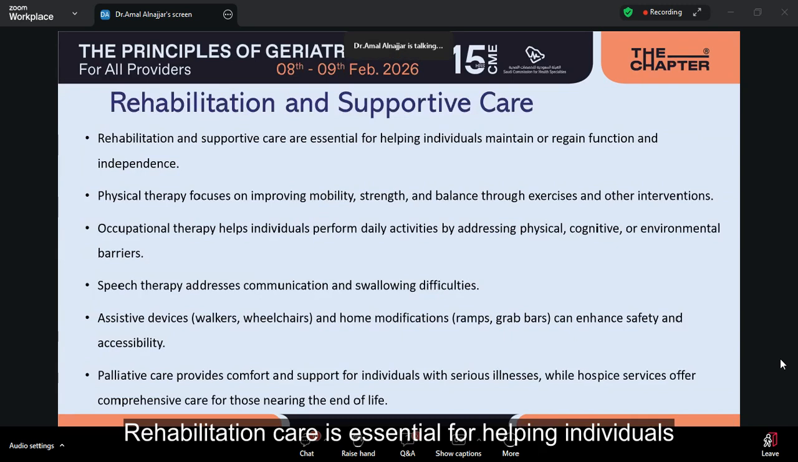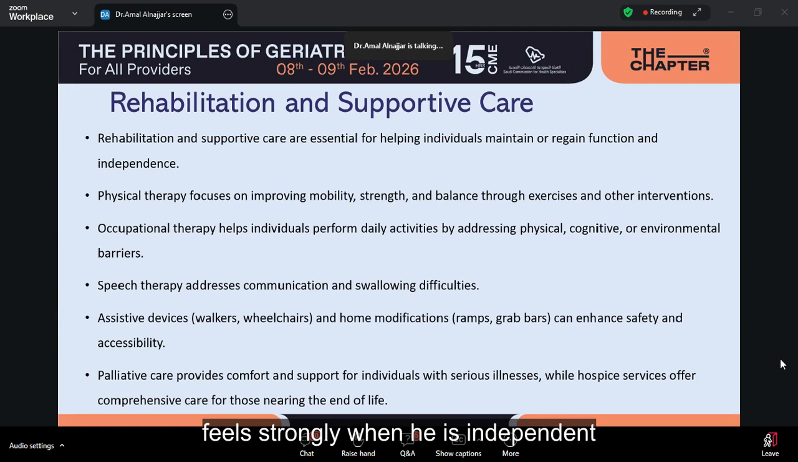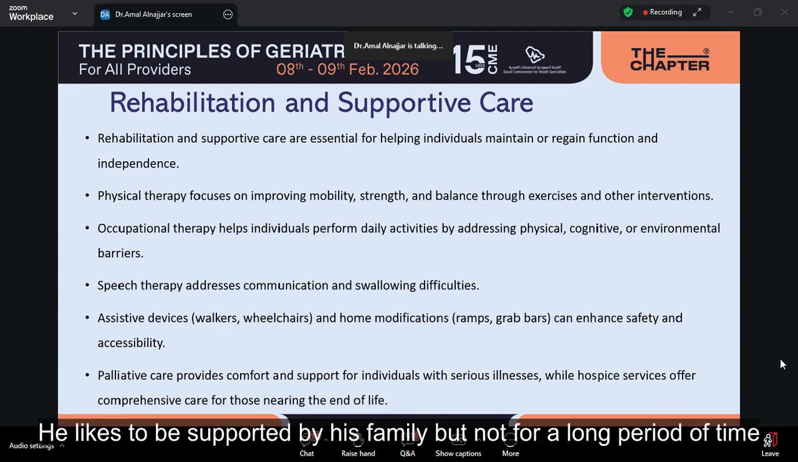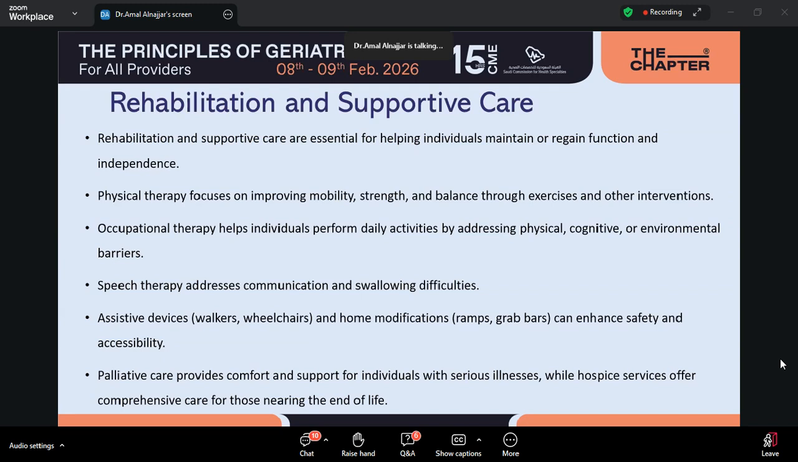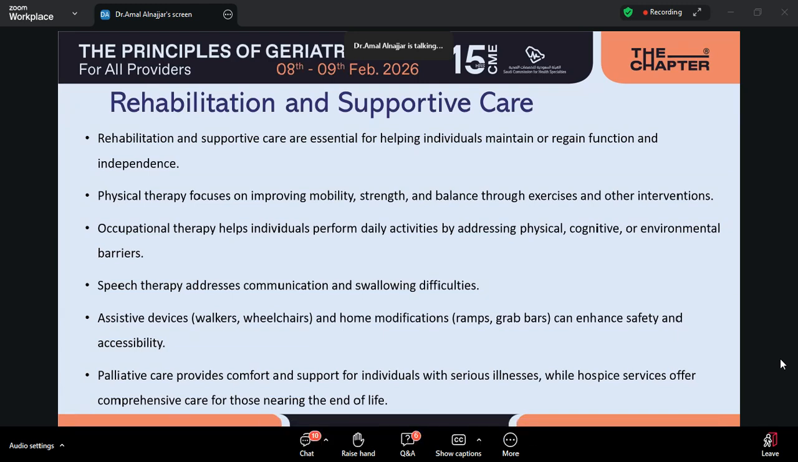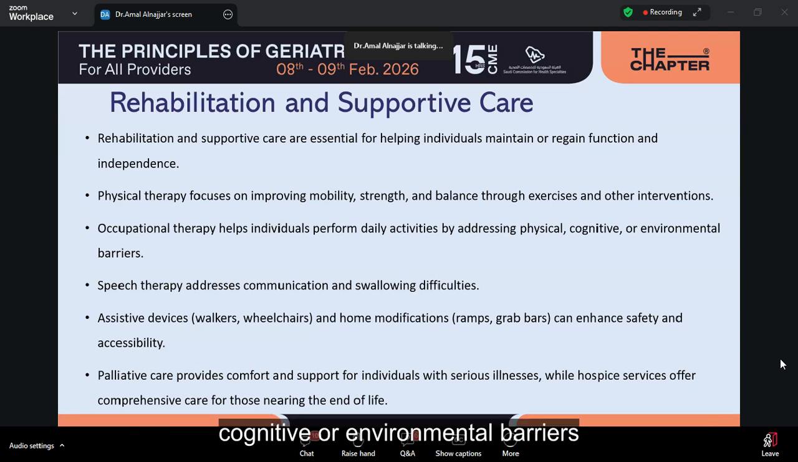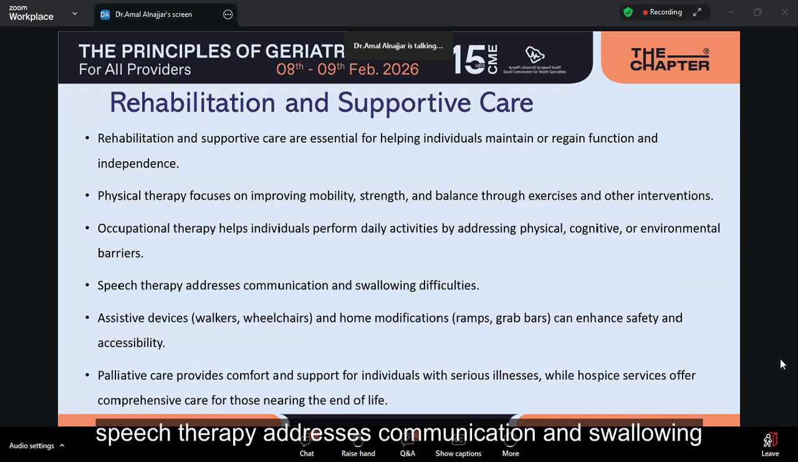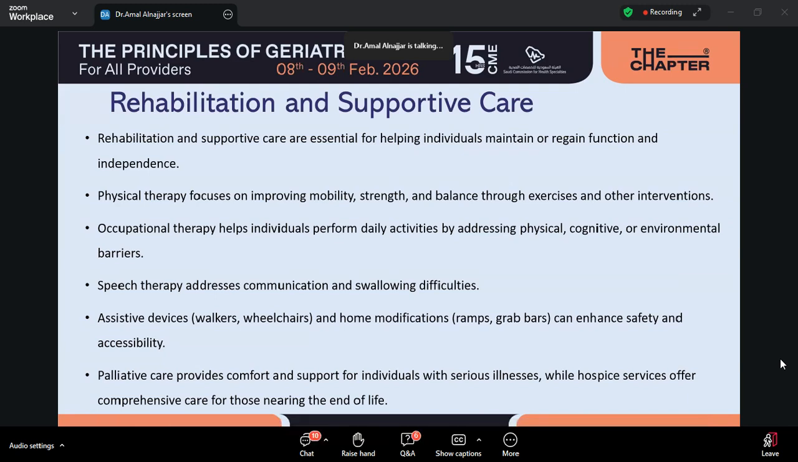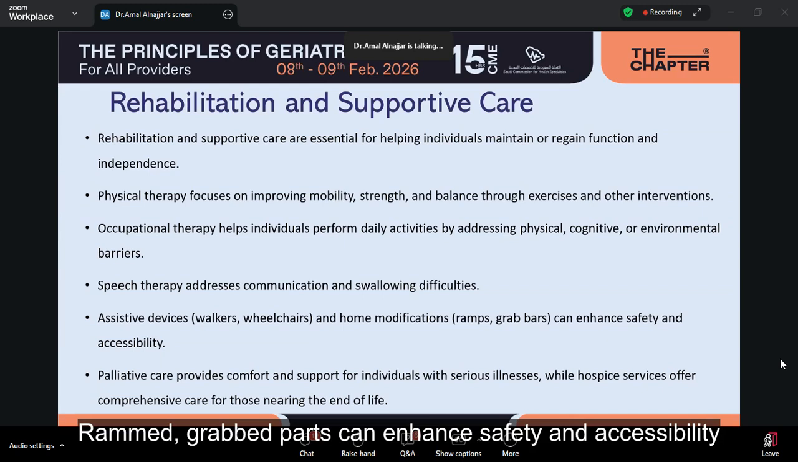Rehabilitation care is essential for helping individuals maintain or regain function and independence, because every individual feels strongly when he is independent. He likes to be supported by his family, but not for a long period of time. Physical therapy focuses on improving mobility, strength, and balance through exercise and other interventions. Occupational therapy helps individuals perform daily activities by addressing physical, cognitive, or environmental barriers. Speech therapy addresses communication and swallowing difficulties. Assistive devices like walkers, wheelchairs, and home modifications, ramps, grab bars, can enhance safety and accessibility.